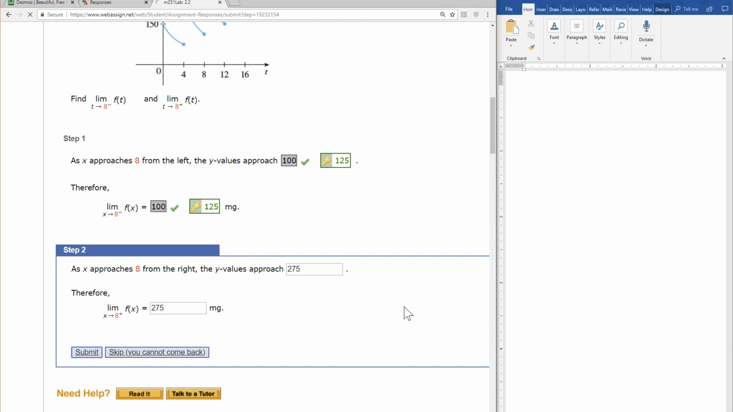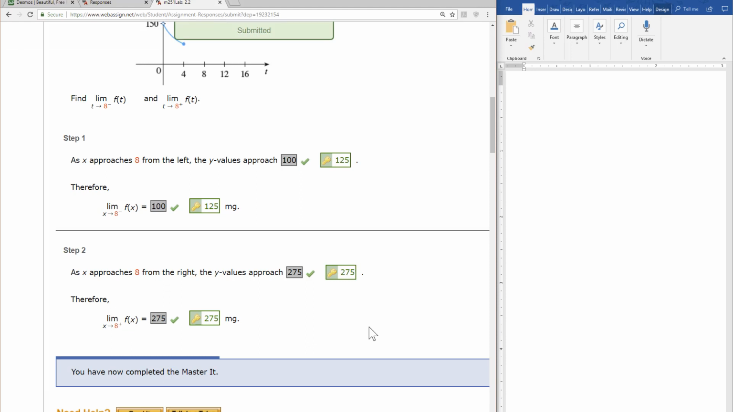And let's submit and see if this is good. And it looks like it's good. And so now we've mastered it.